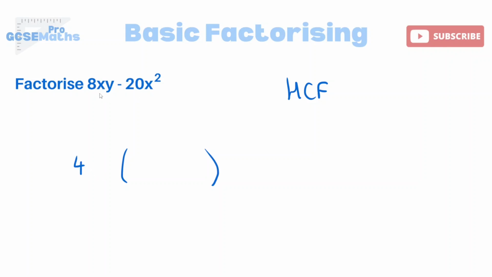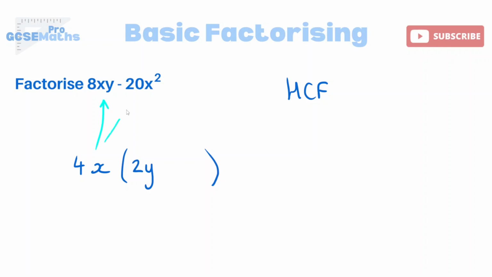Then what's my highest common factor between xy and x squared? Well, both have an x in them, don't they? So I can pull out 4x. And now just to figure out what goes in the brackets. How do I get from 4x back to 8xy? So the first thing is the numbers. 4 times 2 would make 8. And then how do I get from x to xy? Well, the only thing missing is the y, isn't it?